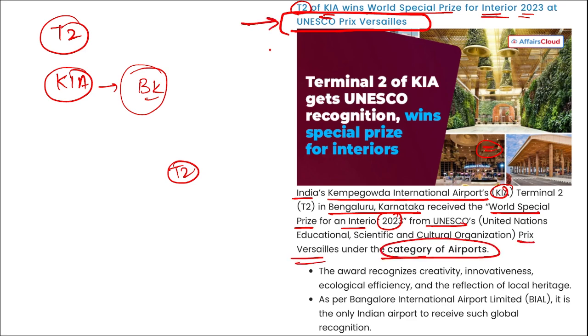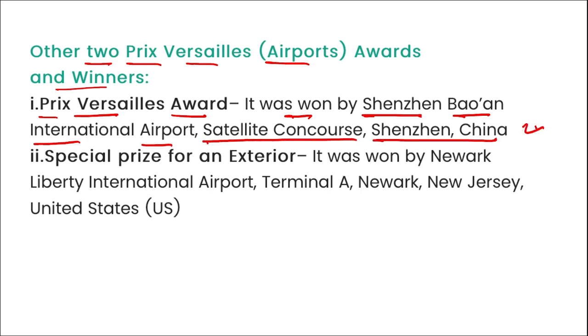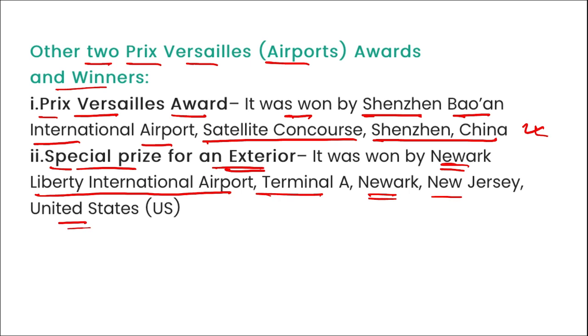So at the UNESCO Prix Versailles, who won the special prize for the interior? It is Terminal 2 of Kempegowda International Airport. And where is it? It is in Bangalore, Karnataka. The other 2 Prix Versailles Airport Awards and their winners are: the Prix Versailles Award was won by Shenzhen Baoan International Airport Satellite Concourse in Shenzhen, China. And second is the special prize for an exterior. It was won by Newark Liberty International Airport Terminal A of Newark, New Jersey in USA.